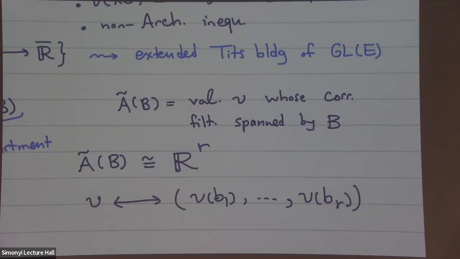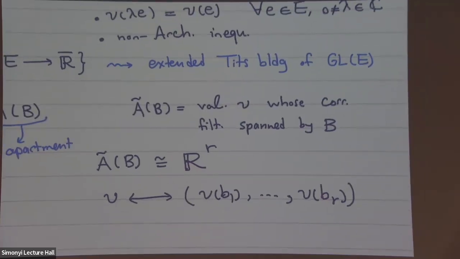Are spanned by subsets of B. And one can see that this can be naturally identified with the R-dimensional vector space by sending a valuation which is in the apartment to its values on the basis elements. So it's an R-tuple of numbers. So basically, apartments of B are valuations which are determined by the values on the basis elements. We also call them valuations adapted to the basis B.